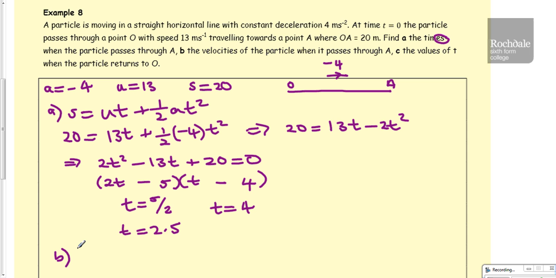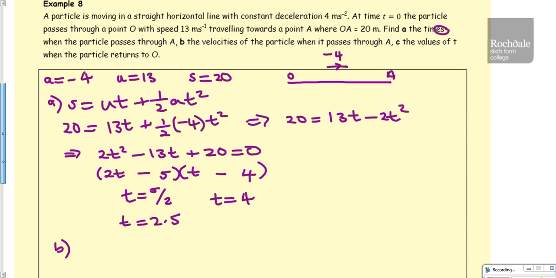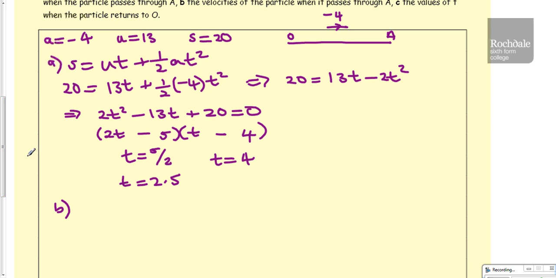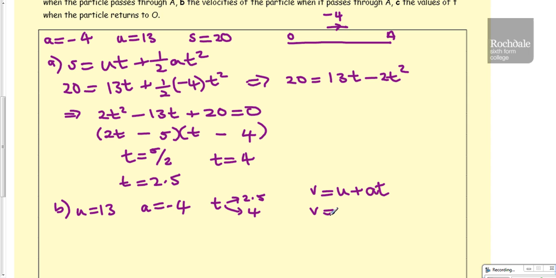Okay, we've got to find the velocities of the particle when it passes through A. So at these 2 particular points, that's relatively straightforward because we've got U is 13. We know the 2 times. We know that A is -4. So T is either going to be 2.5 or 4. And because we want to know the velocity at those times, we'd use V equals U plus AT. So it's really straightforward. V equals U plus A is -4, and the first time was 2.5. If you work that out, that works out to be 3.